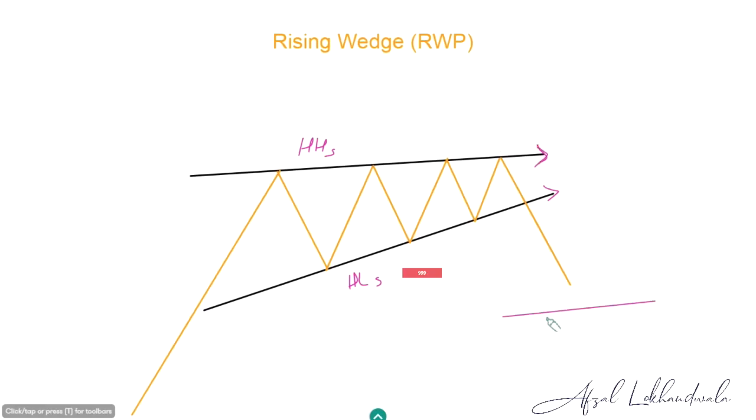This is the line which connects all the highs, and this is the line which connects all the lows. Now we would like to use the rising wedge pattern as a bearish reversal pattern. That is, we like to see the price coming from an uptrend like this, going through the rising wedge pattern, and the uptrend gets converted into a downtrend.